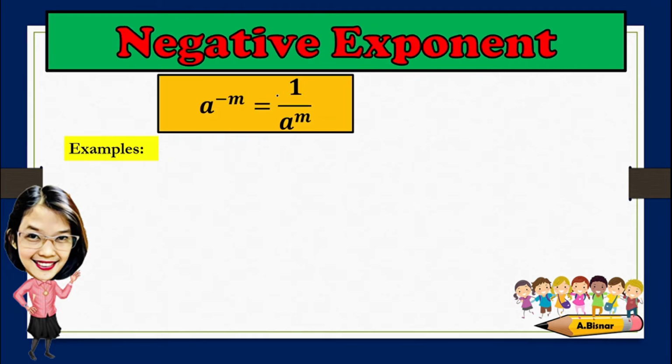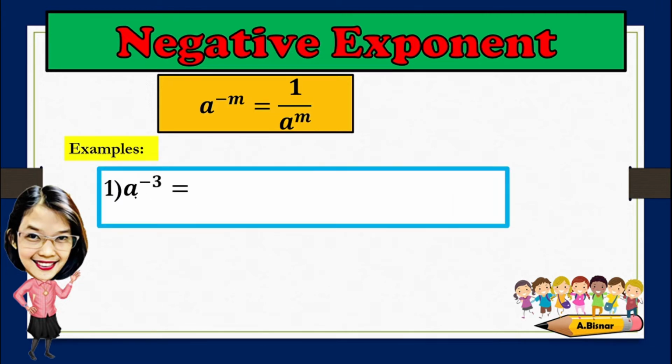Next is about negative exponent, wherein a raised to negative m is equal to 1 over a raised to m, which means that the negative exponent will be positive exponent, but it's already in the denominator. For example, a raised to negative 3. As you observe, negative 3 is the exponent, which means this will be equal to 1 over a raised to positive 3. Again, the exponent becomes positive, but it's already in the denominator.